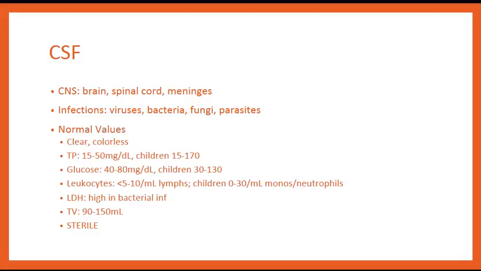The leukocytes, the white cells: adults usually have lymphs, and 0 to 10 per milliliter is normal. In children, they usually have monos and neutrophils normally, and it's okay to see 0 to 30 per milliliter. The LDH, if it's ever high, could mean a bacterial infection.